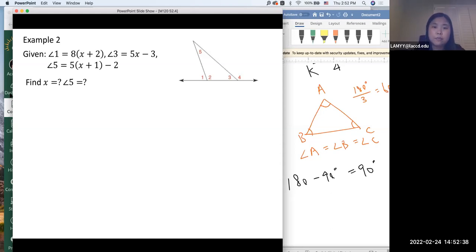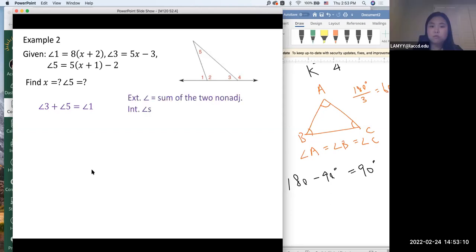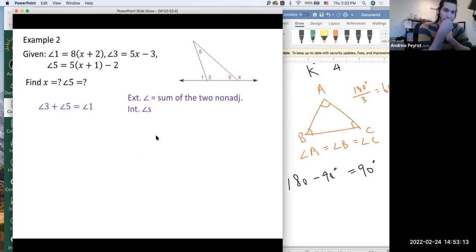Hey, I give you guys the first step. Tell me, which angle has the relationship in here? 3 + 5 = 1. Good. Reason? What is the reason? The measure of an exterior angle of a triangle equals the sum of the measures of the two non-adjacent interior angles. Good.